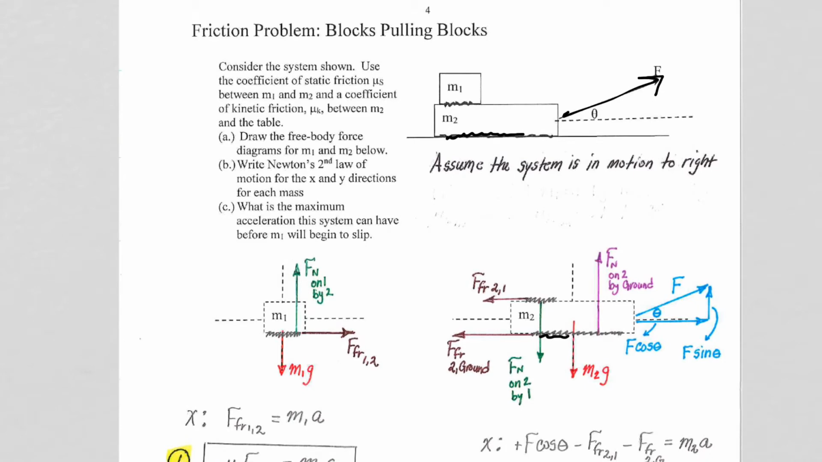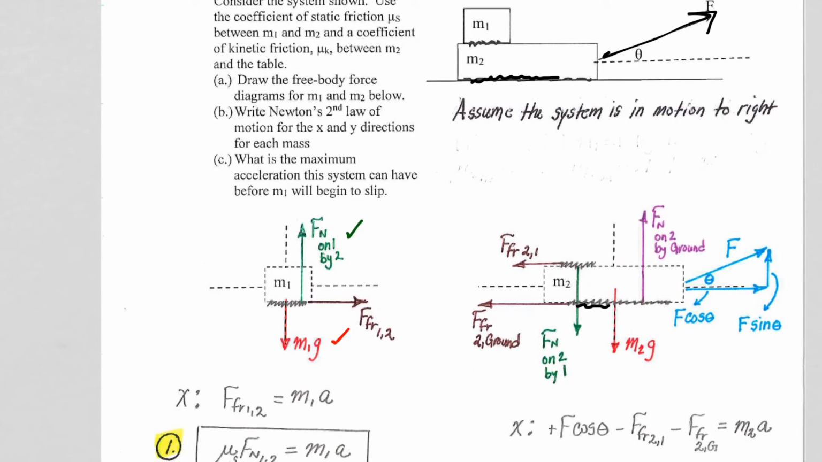All right, well, certainly gravity is in this problem. So we have m1g pointing straight down here, and then, the block isn't sinking into block 2, so there's a normal force on block 1 by block 2. And notice I have the frictional force drawn in to the right. Why is the frictional force drawn into the right?